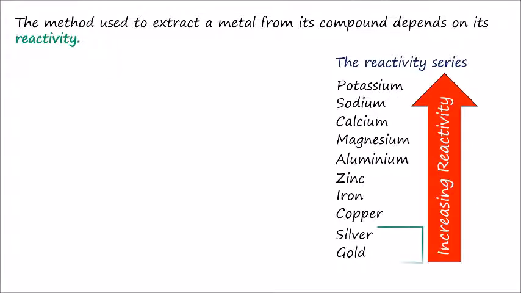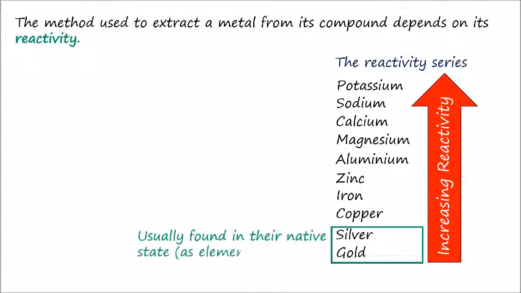At the bottom of the series are the least reactive elements, silver and gold. These are often found uncombined as elements. This is also called being in their native state. Zinc, iron and copper are more reactive and are found combined in compounds with carbonates, sulfides and oxides. They can be extracted from their compounds by heating with carbon.